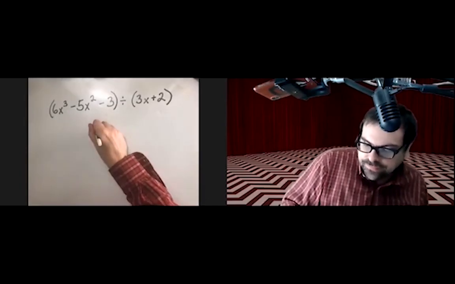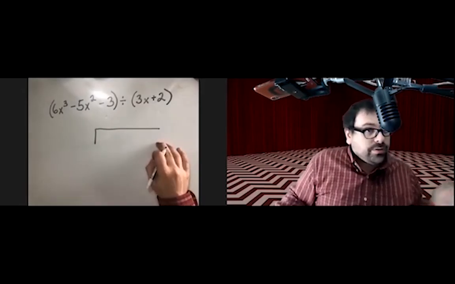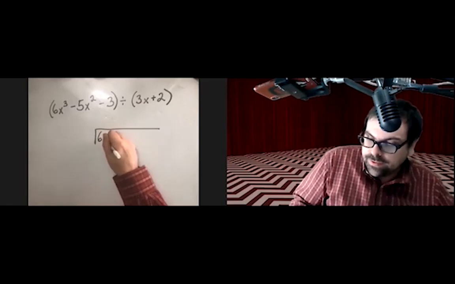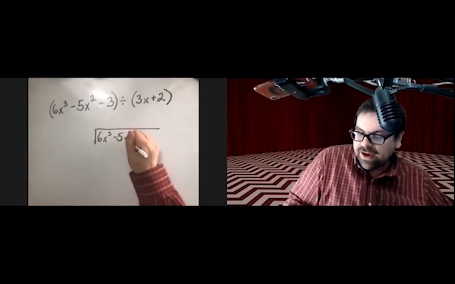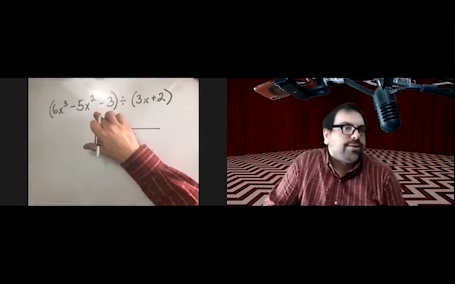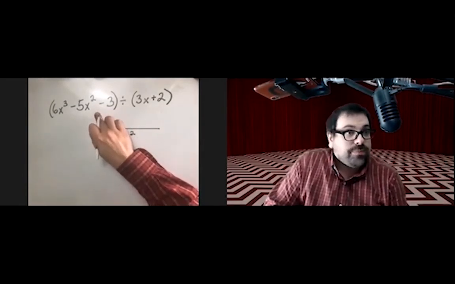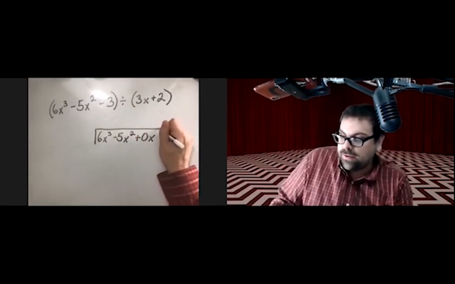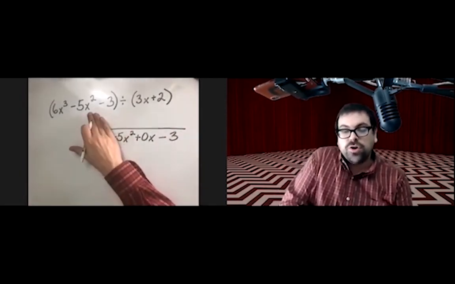When we put the first thing under the division, 6x cubed minus 5x squared. Notice there is no x term. And because there's no x term, we need to put a plus 0x here before the minus 3. So there's no x term.